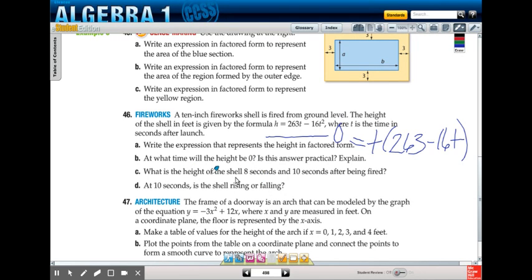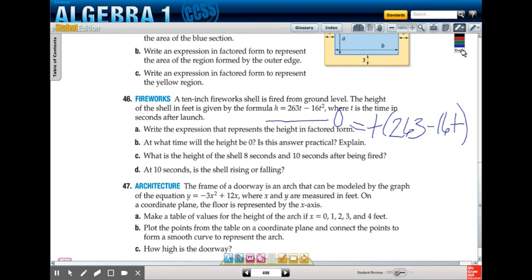What is the height of the shell 8 seconds and 10 seconds after being fired? All right, well, that's not too hard, because if you have this formula, you put 8 in there, you put 10 in there, and then you'll be able to figure out what the height is. And then you should be able to tell if it's rising or falling too. Hopefully that all makes sense.